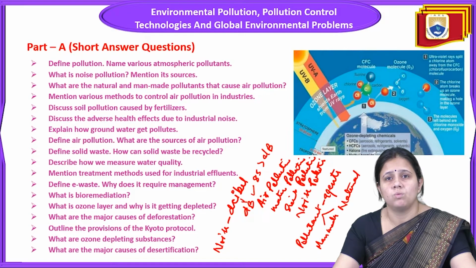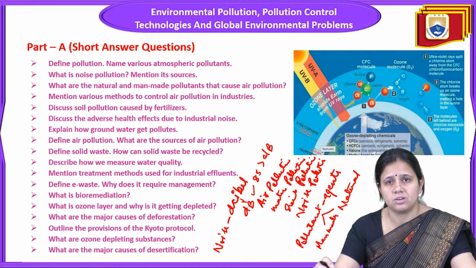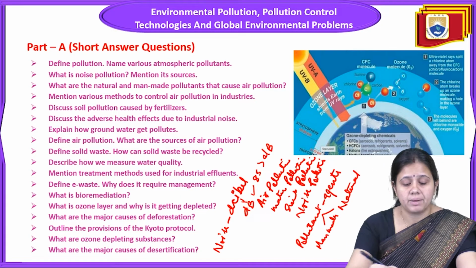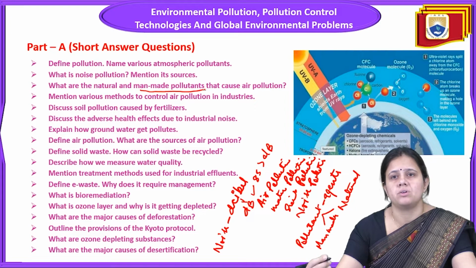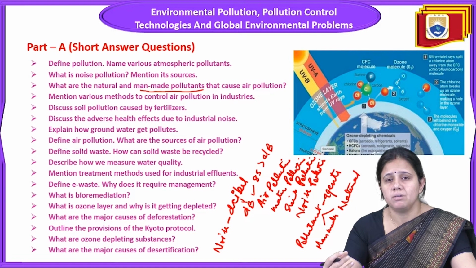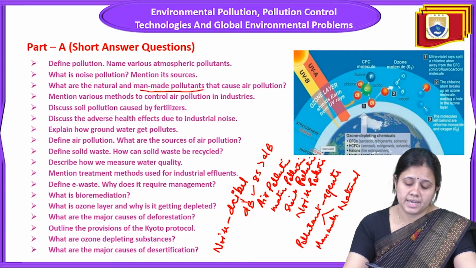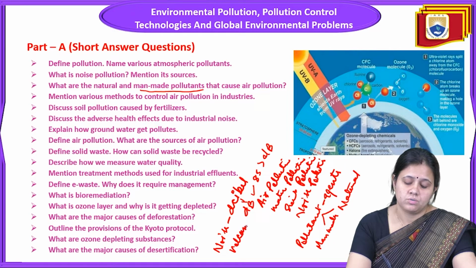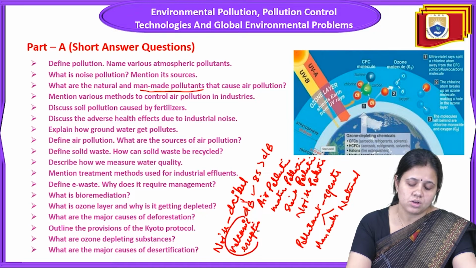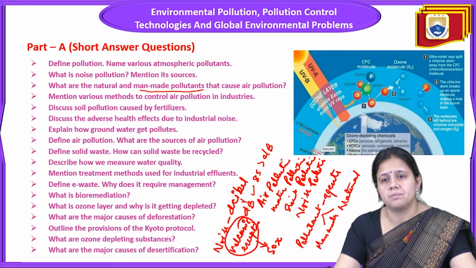Next: what are the natural and man-made pollutants that cause air pollution? Natural pollutants are those created by nature, and man-made pollutants are anthropogenic pollutants, meaning pollutants created due to human activities. An example of a natural pollutant is volcanic eruption. In volcanic activities, SOx will come, and this SOx will cause air pollution.